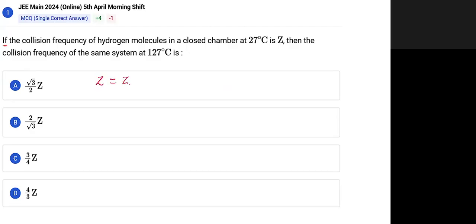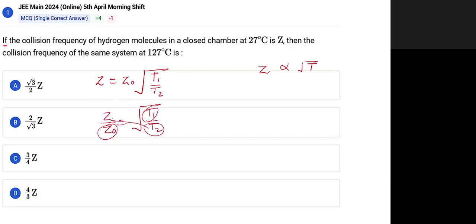Z is given by Z naught square root of T1 upon T2, because we know that collision frequency is directly proportional to the square root of temperature. Okay. So Z by Z naught equals square root of T1 by T2. Now, T1 is the temperature for Z naught and T2 is the temperature for Z. And the temperature you should put in the absolute scale, which is Kelvin.